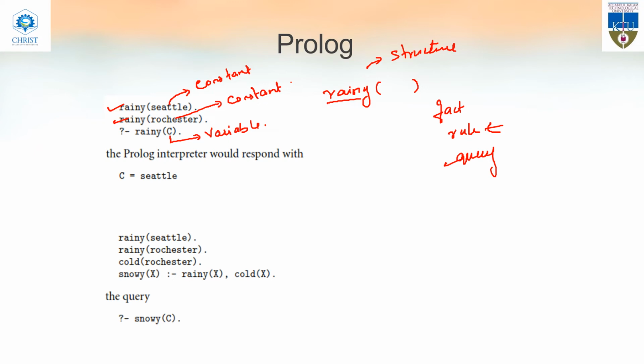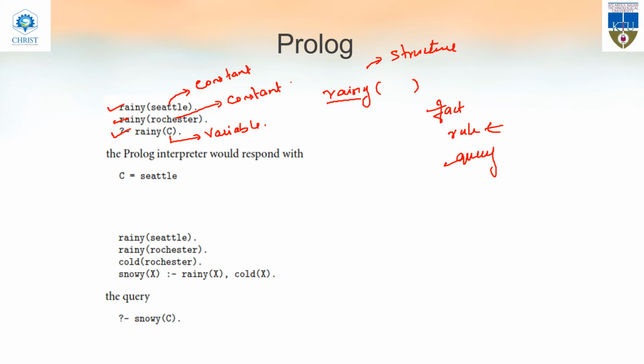So both rainy of Seattle and rainy of Rochester are facts because they don't have any right-hand side. And the one that starts with a question mark, rainy of C, is called a query. A query starts with a question mark, question mark hyphen rainy of C. So this is a query. I hope you already know how it executes. Rainy of Seattle, rainy of Rockstar, and if I am asking rainy of C, C is a variable.